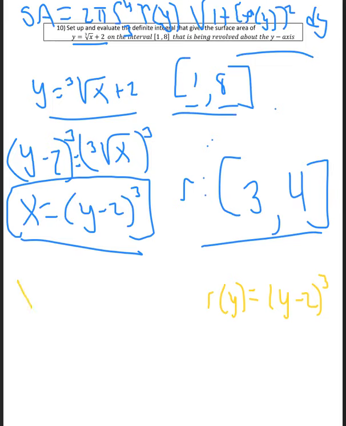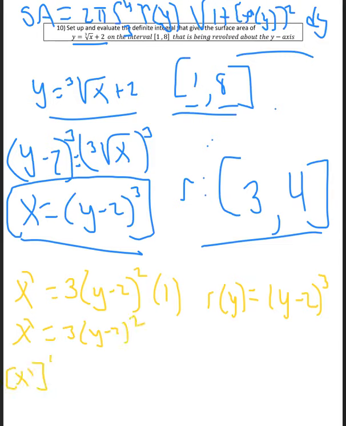So x prime is equal to, you bring the 3 down, and then you subtract 1 over here, so 2. You would have to use the chain rule for this, but remember that the derivative of the y is just 1, so it's irrelevant in this case. And now all we have to do is square it. So when you square x prime, you get 9 times y minus 2 to the 4th.